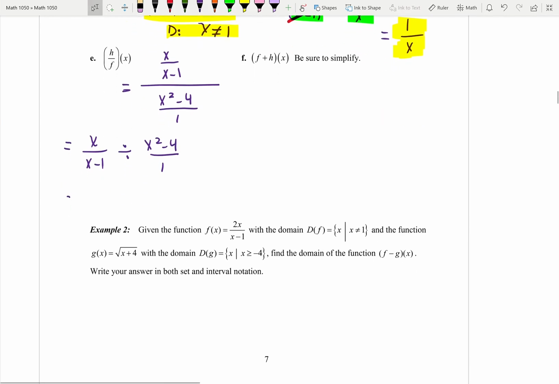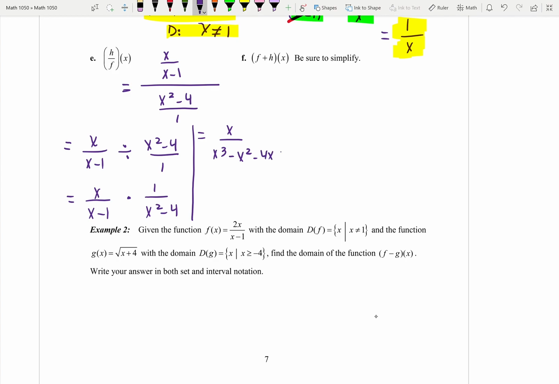Then change your division to a multiplication. So it's x over x minus 1 multiplied by 1 over x squared minus 4. Now to simplify this, I just multiply across. I'm just going to draw a dividing line right here and continue up here. 1 times x is x on the top. On the bottom, if I FOIL that out, I get x to the third minus x to the second minus 4x plus 4, and that's my answer.